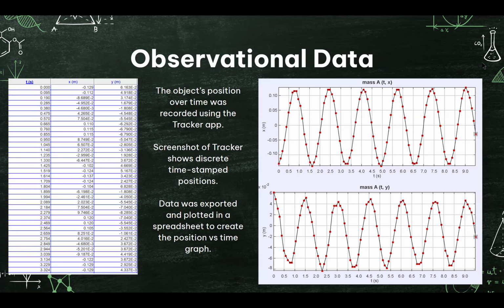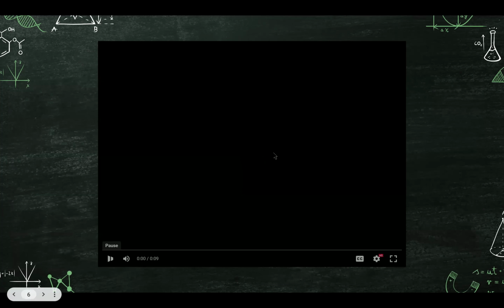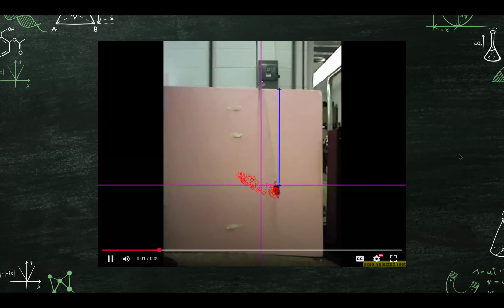And for observational data, using Tracker, we plotted X and Y positions versus time. Both graphs showed smooth periodic motion typical of a spring system, though not perfectly circular. The oscillations had slightly different amplitudes and phases in each direction. This suggested the system might have been swinging diagonally or that damping and tracking inaccuracies affected the symmetry. This is a video reflecting that. And as you can see, the origin I had was roughly the equilibrium position.